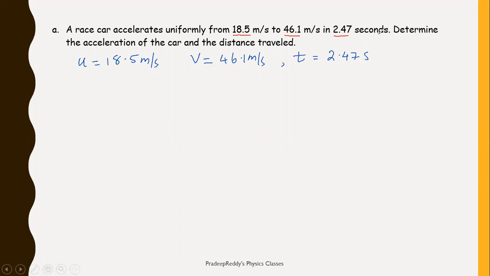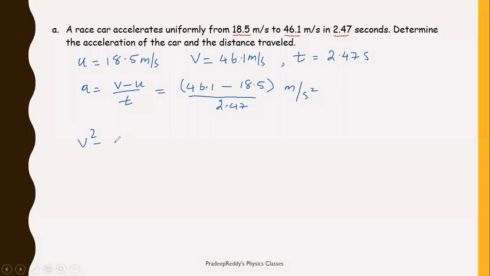Now you should find out the acceleration of the car. In order to find acceleration, we have the relation V minus U divided by T. It is 46.1 minus 18.5 divided by the time taken, 2.47, meter per second square. This gives you acceleration. So after finding acceleration, what you need to do? You should find out the distance traveled.